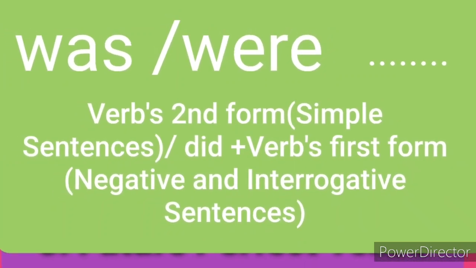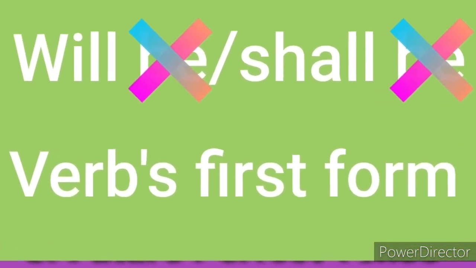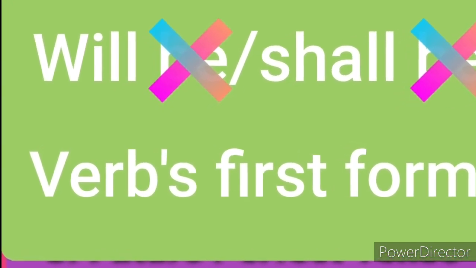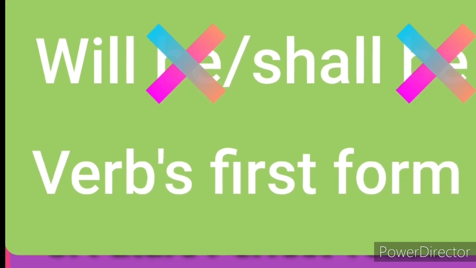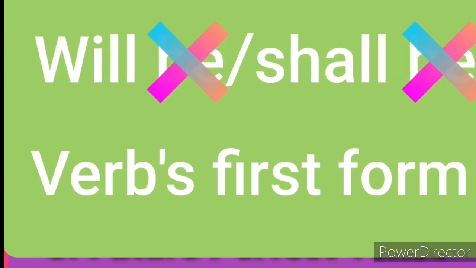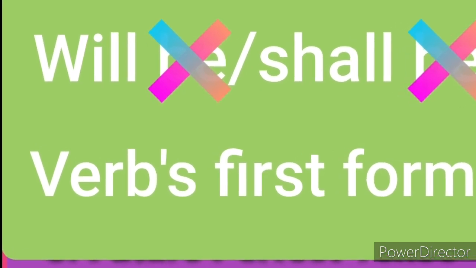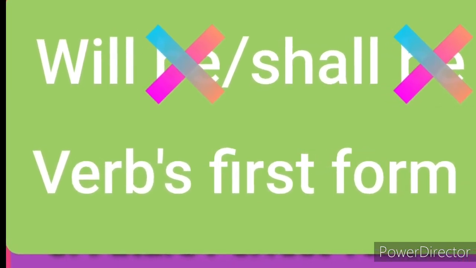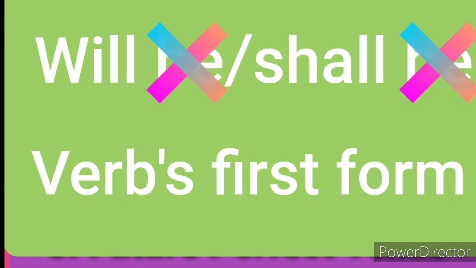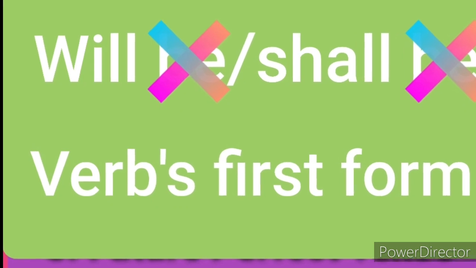Okay, now the next is simple future. If in the sentence there is "a letter will be written by you," or by her, me, we are supposed to remove be and use the verb's first form only. If the sentence is "a letter will be written by you," the answer will be "you will write a letter." If the sentence is "a letter will not be written by you," the answer will be "you will not write a letter." And if the sentence is "why will a letter be written by you," the answer will be "why will you write a letter."